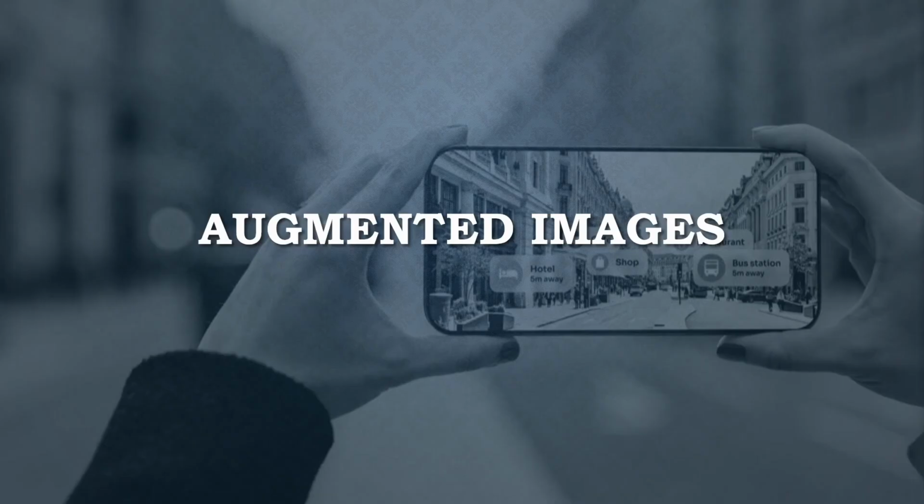Augmented images. Augmented images let you create AR apps that respond to specific 2D images by simply pointing the phone's camera at an image. For example, pointing the phone's camera at a poster and a character pops out.